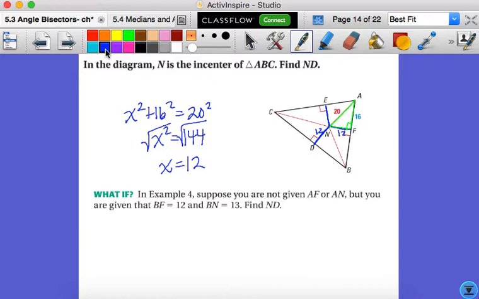It says, in this example, suppose you were not given AF or AN, but you are given BF and BN. If we look at that, that would give us a different triangle to look at right here, but our process would be the same. We're still going to use the Pythagorean theorem.